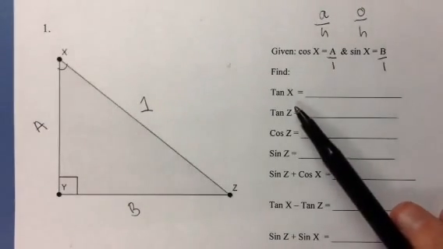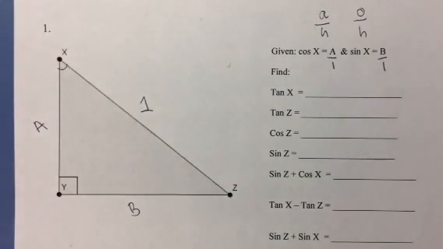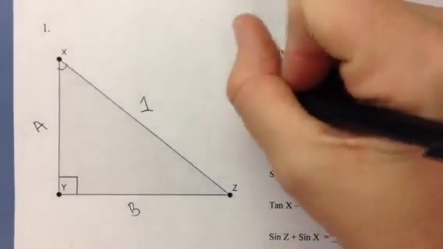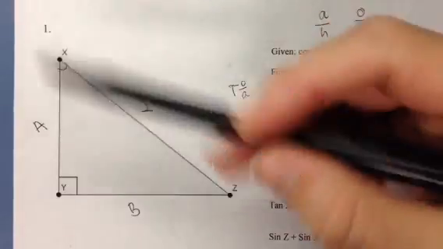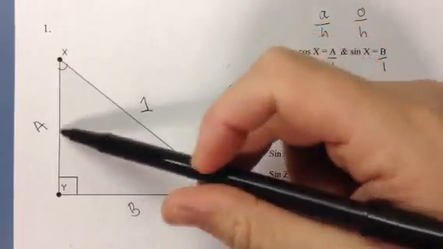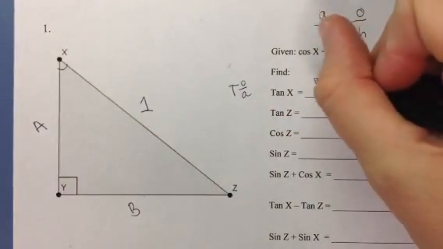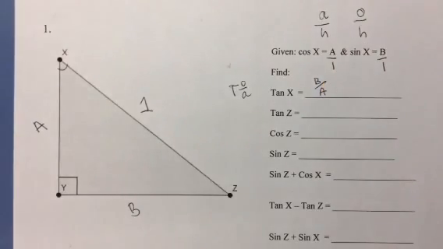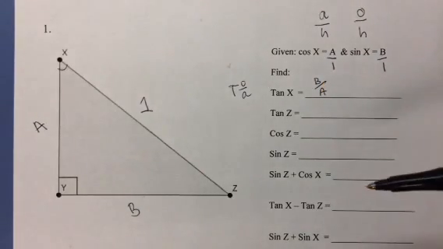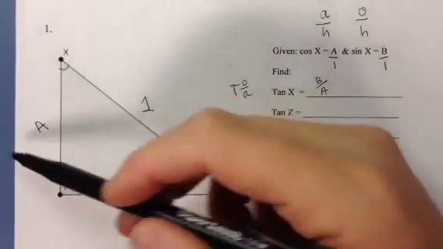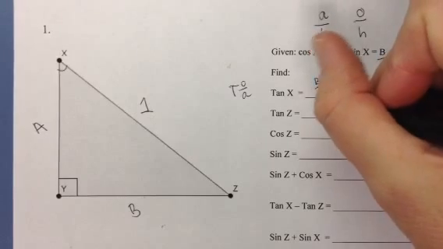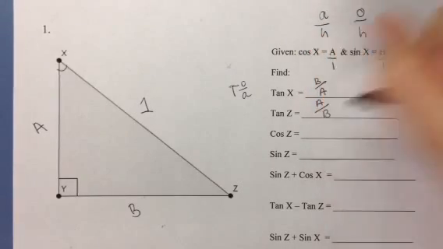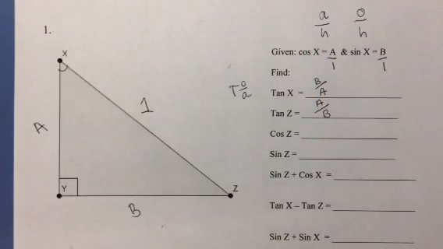The first is to find the tangent of x. And we know that tangent is opposite over adjacent. So if I look from x, my opposite side is b, my adjacent side is a. So I could call that b over a. And that's all I would write for the tangent of x. For the tangent of z, my opposite side is a, my adjacent side is b. So that would be a over b for opposite over adjacent.